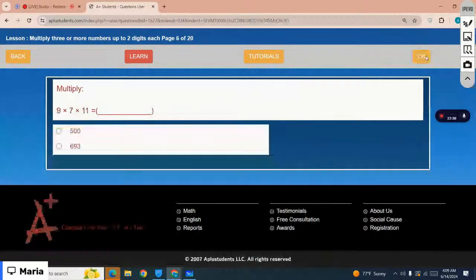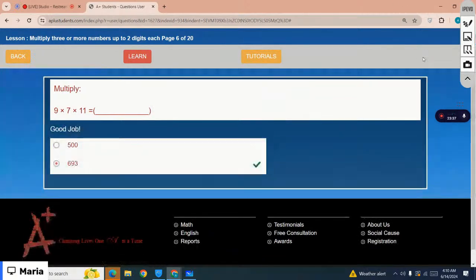The next one is 9 times 7 times 11. So which is the correct option? The correct option is, 9 times 7 is 63, and 63 times 11 is 693. The correct option is 693. Option number 2 is the correct option.